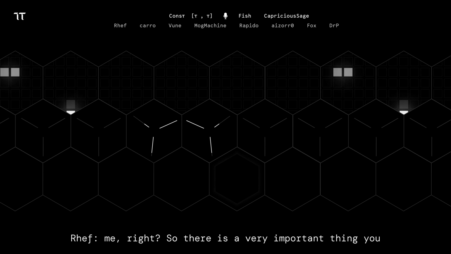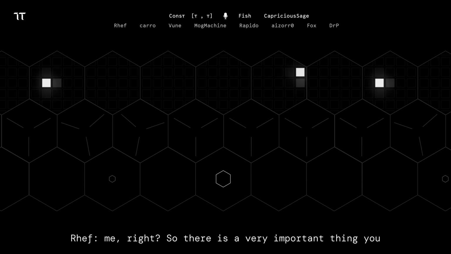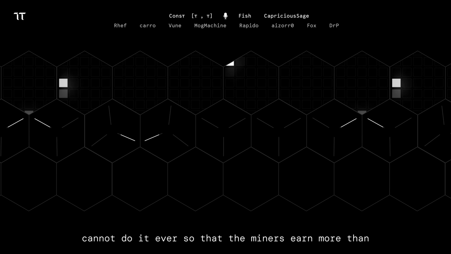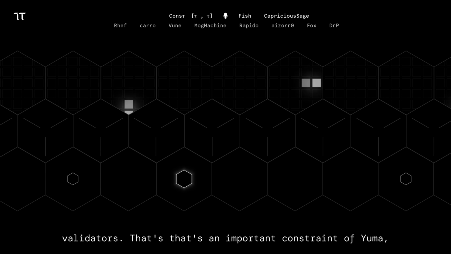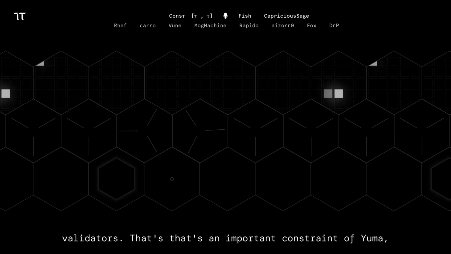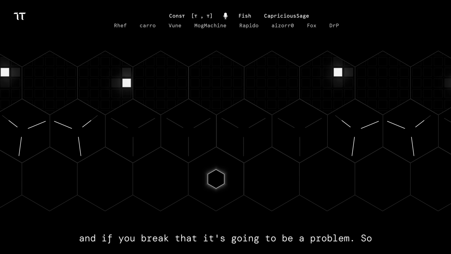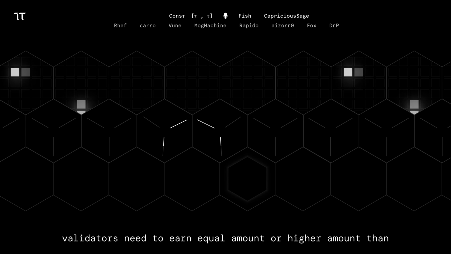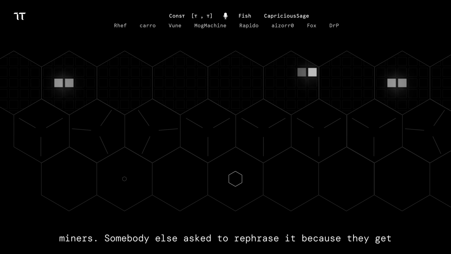Okay, so there is a very important thing. You cannot ever do it so that the miners earn more than validators. That's an important constraint of Yuma, and if you break that, it's going to be a problem. So validators need to earn an equal amount or a higher amount than miners.